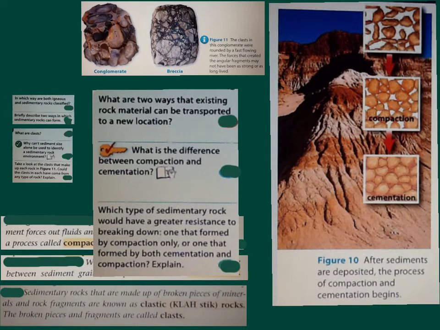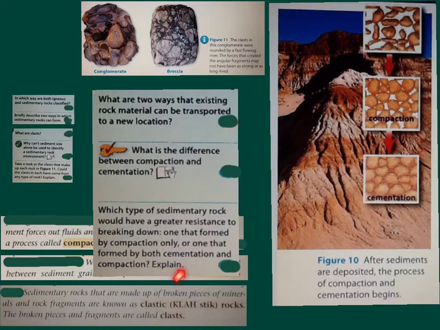What are two ways that existing rock material can be transported to a new location? The second one is, what is the difference between compaction and cementation? Notice that it's one of our key questions that we need to answer. And another one is, which type of sedimentary rock would have a greater resistance to breaking down? One that forms by compaction only, or one that forms by both cementation and compaction? And it also asks you to explain.